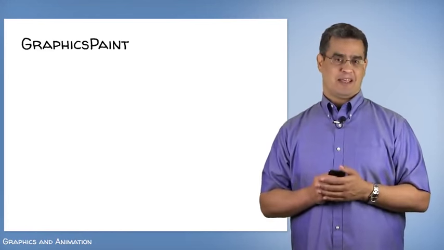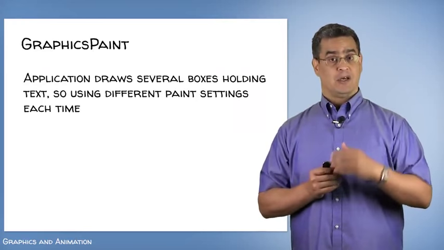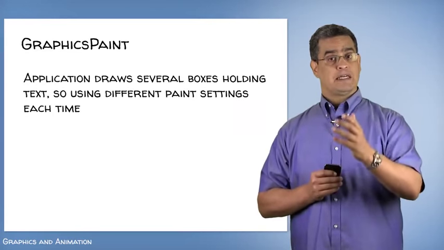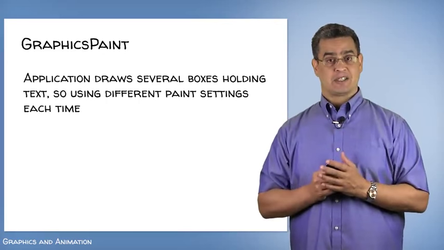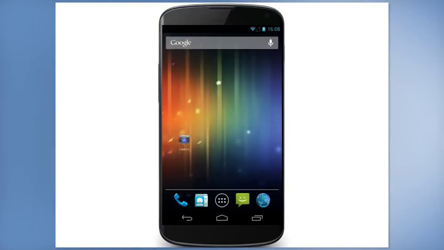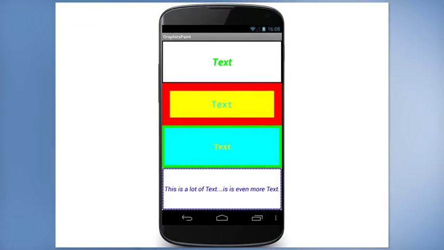Let's look at a simple application that draws several boxes, each of which holds some text, but it does so using different paint settings for each of the boxes. Now I'll start the Graphics Paint application. The application starts up and displays four rectangles laid out one on top of the next. Each of these rectangles has some text, each of which is of a different size and style. Each rectangle also has a different border width and border style and has a different background color.